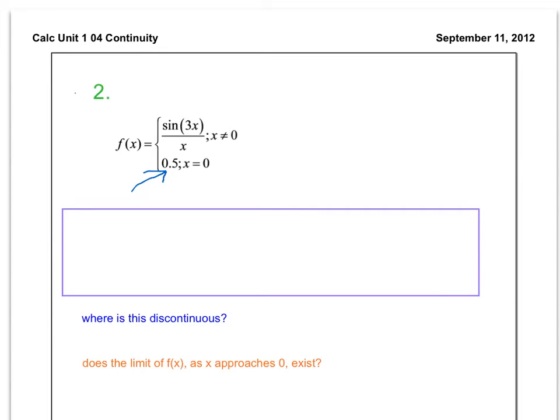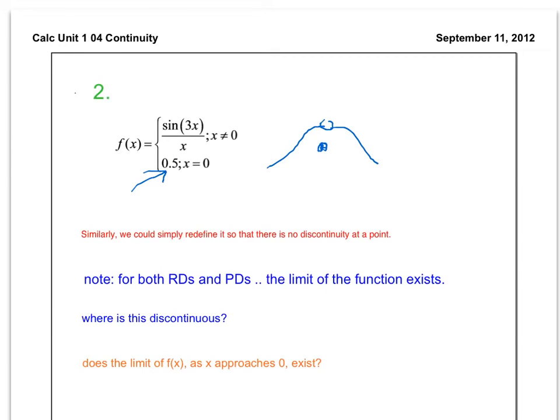So it's discontinuous at 0, and does the limit of f of x as x approaches 0 exist? Yes, it is still 3. This point is creating a value down here, and we need to have the value be up here to fill in the hole. So we could simply redefine it, so instead of it saying 0.5, we could say it's 3, making it a continuous function.